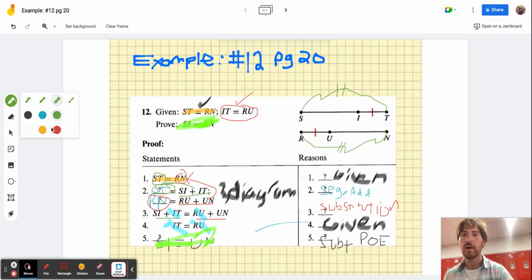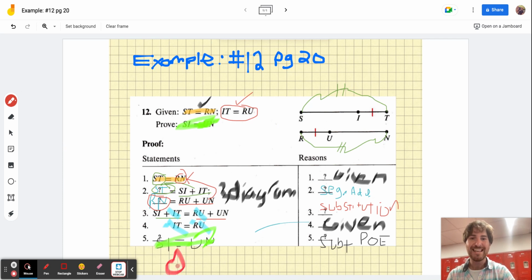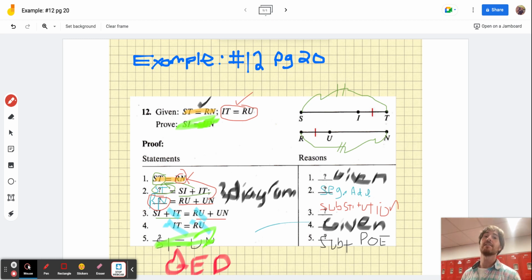What can I write to pat myself on the back? That's right, I can write QED, my friends. QED, quod erat demonstrandum. We've demonstrated what we set out to prove, and that example's done.